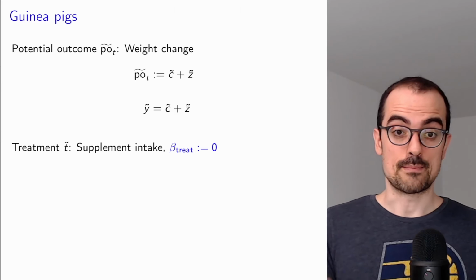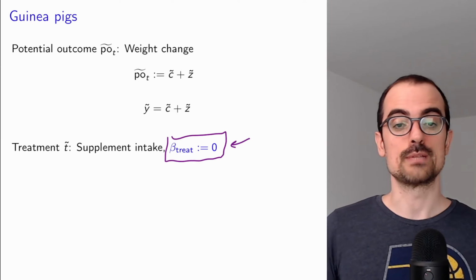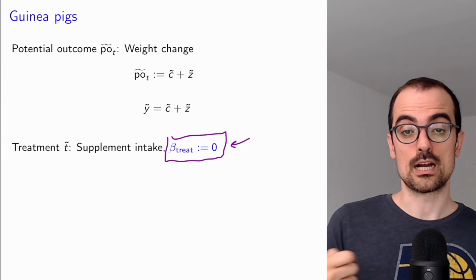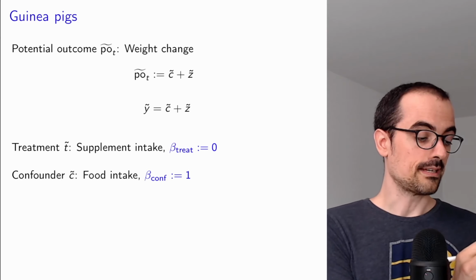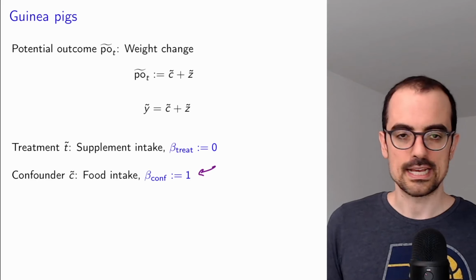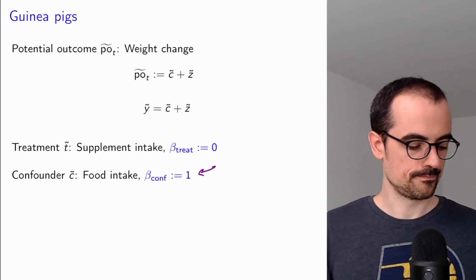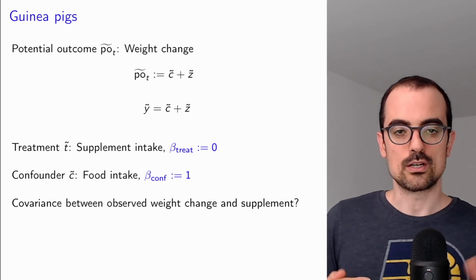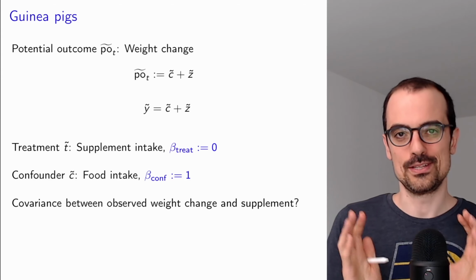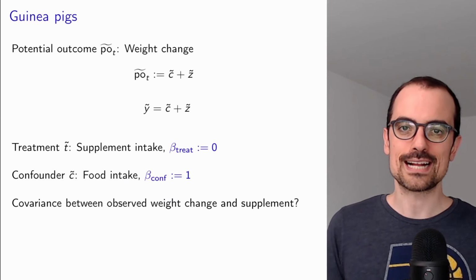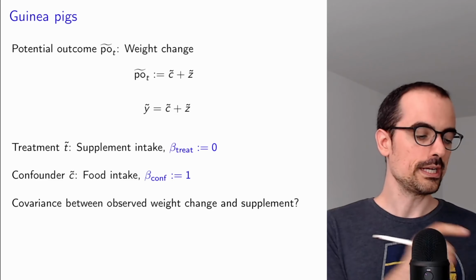The treatment is the supplement intake and it doesn't work. So the causal relationship that we're trying to find out is actually a coefficient equal to 0. The food intake does affect the potential outcomes. In this case, I decided to make things simple and just set this coefficient equal to 1. So now what is the covariance between the observed weight change and the supplement, which again we would like to be equal to 0 so that we could correctly identify the causal relationship between the supplement and the weight change?